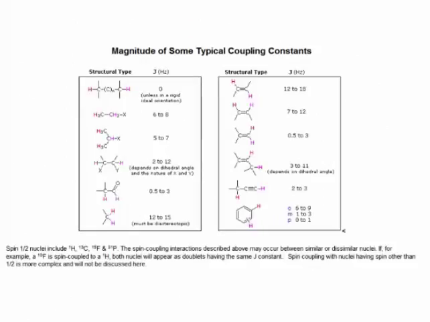a different table. This table does two things. It lists structural types where we find protons that would be considered neighboring protons. And it also lists the magnitude of the splitting between those neighboring protons. All right.